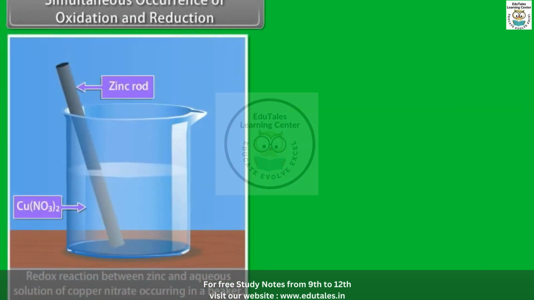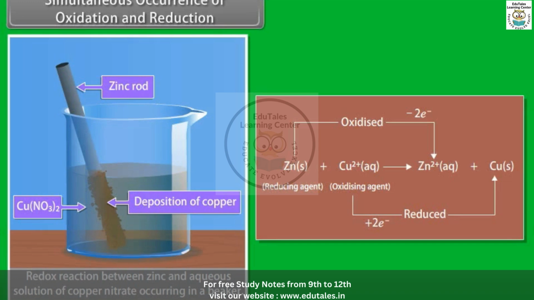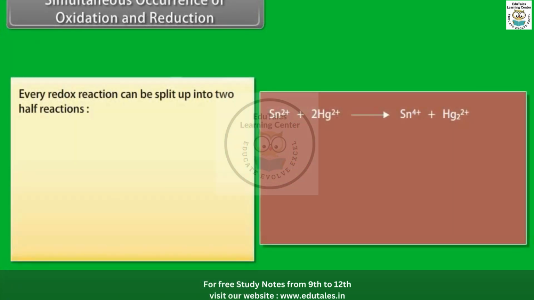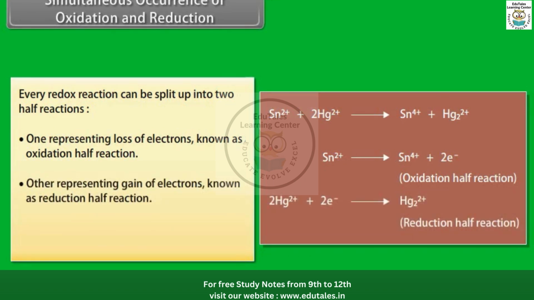In this reaction, zinc atoms lose electrons and are oxidized to zinc ions, whereas cupric ions gain electrons and are reduced to copper atoms. Here, cupric ions act as oxidizing agent and zinc atoms act as reducing agent. Every redox reaction can be split up into two half reactions. One representing loss of electrons, known as oxidation half reaction. The other representing gain of electrons, known as reduction half reaction.